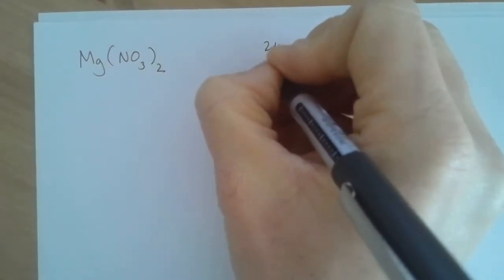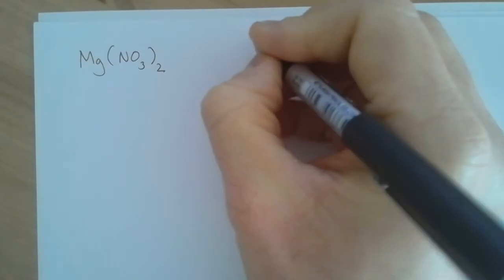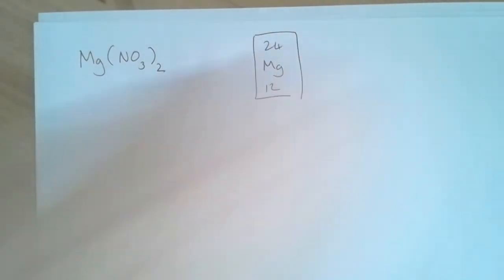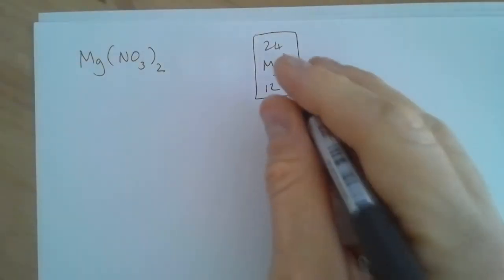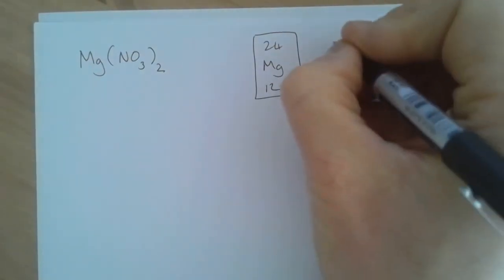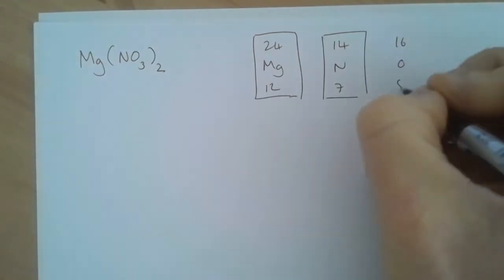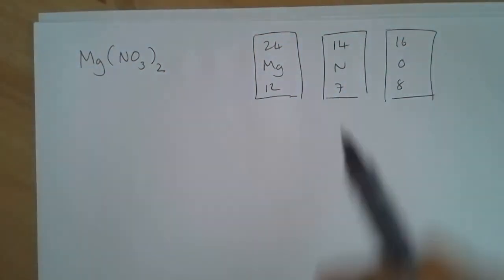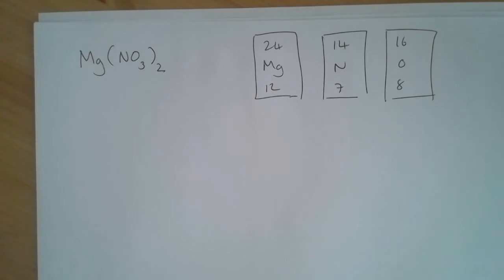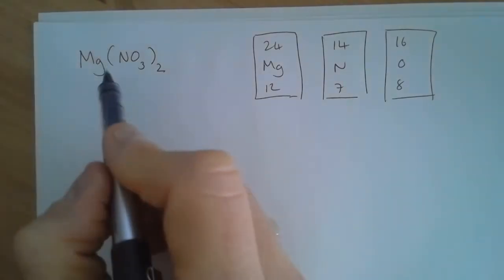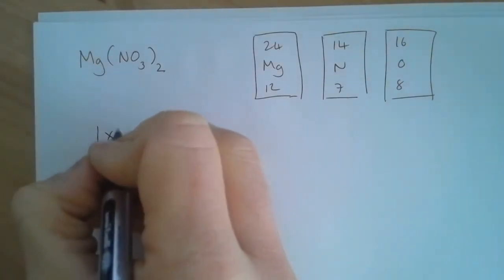We're going to have a look at calculating the relative molecular mass for magnesium nitrate. Let's do what we've done before, which is find the elements on the periodic table because we're interested in their relative atomic masses. 24 for magnesium, 14 for nitrogen, and 16 for oxygen. So you would have to find these on the periodic table if you were going to do this. Let's list the number of atoms present.